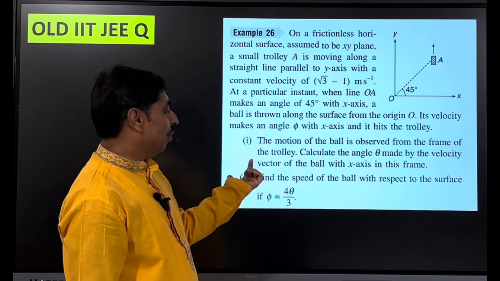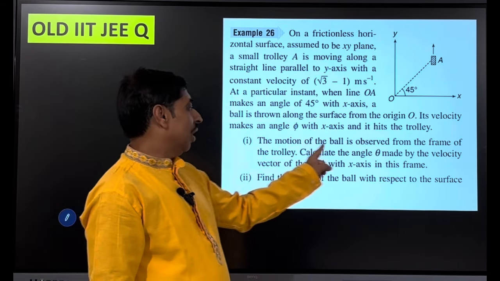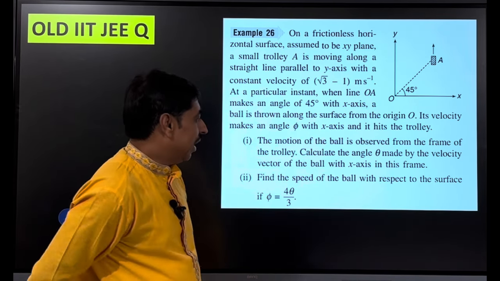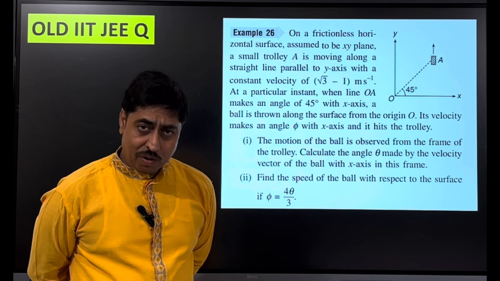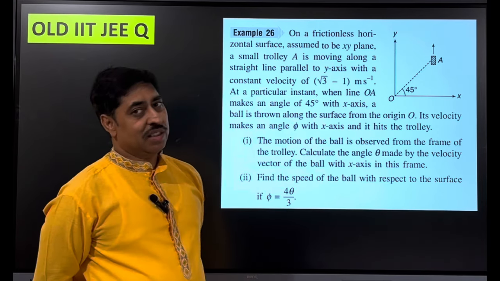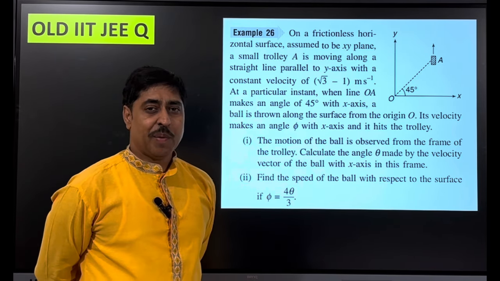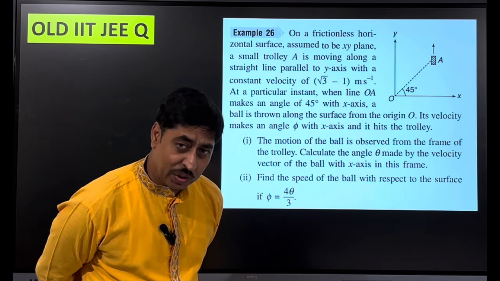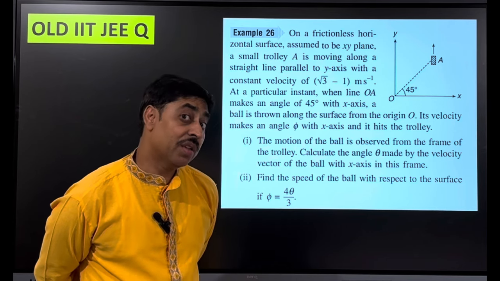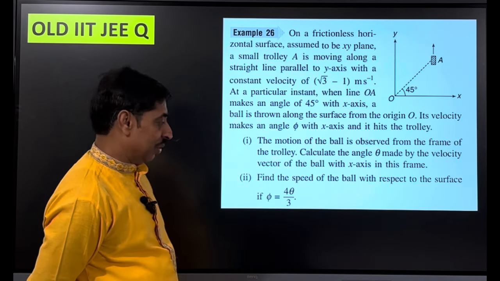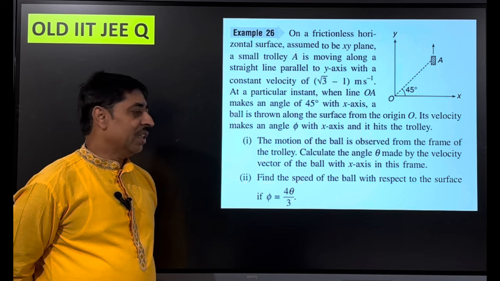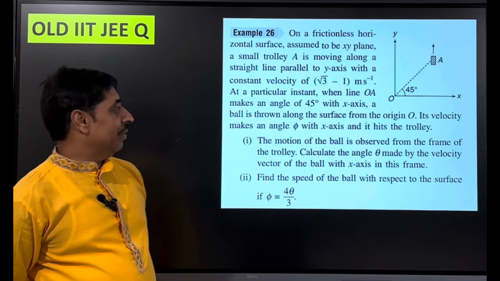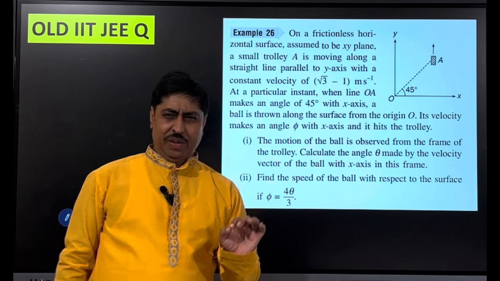Now, based on this, you have to answer two questions. The motion of the ball is observed from the reference frame of the trolley. Calculate the angle theta made by the velocity vector of the ball with the x-axis in this frame. In the reference frame of the trolley, what is the direction of the velocity of the ball? That is the first question. And the second question is, find the speed of the ball with respect to ground, with respect to surface, if it is given that angle phi is 4 theta by 3.